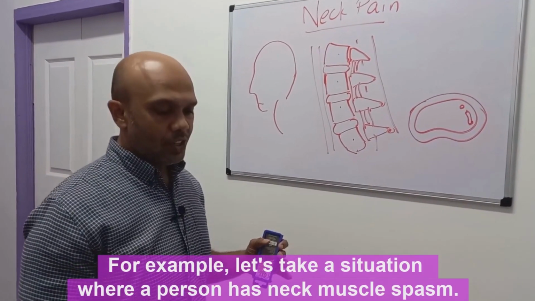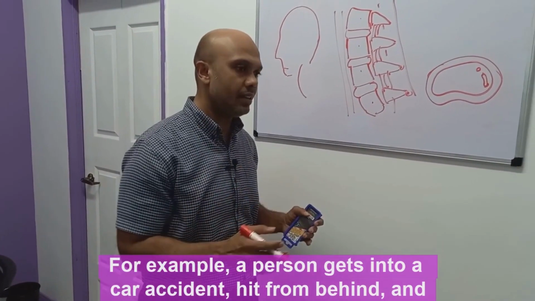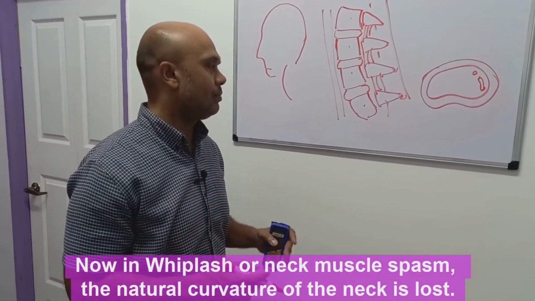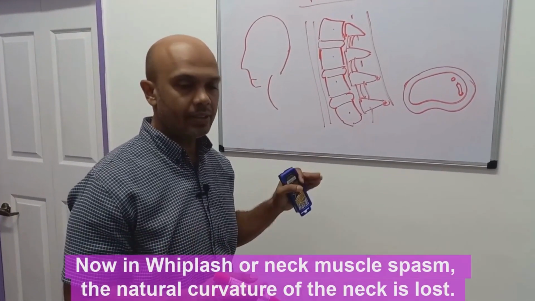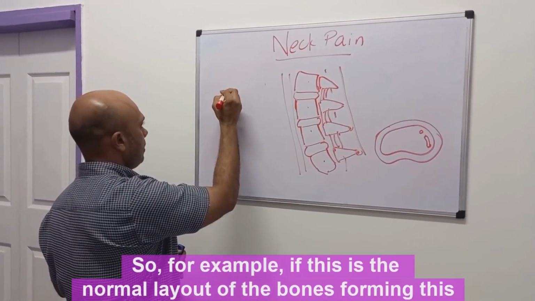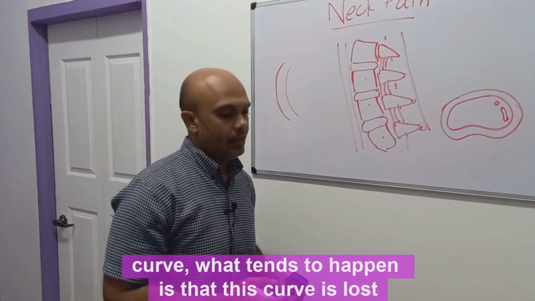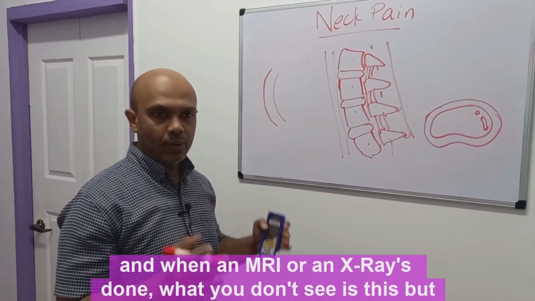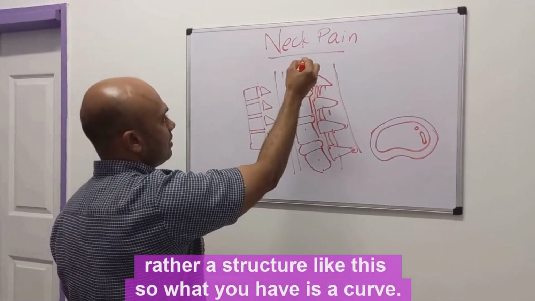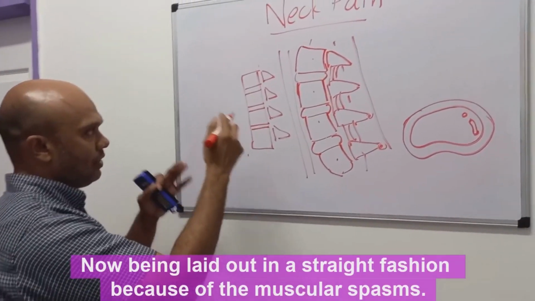For example, let's take a situation where a person has neck muscle spasm. For example, a person gets into a car accident, they get hit from behind and they develop the classic whiplash. Now, in whiplash or neck muscle spasm, the natural curvature of the neck is lost. So for example, if this is the normal layout of the bones forming this curve, what tends to happen is that this curve is lost, and when an MRI or an X-ray is done, what you don't see is this, but rather a structure like this. So what you have is a curve now being laid out in a straight fashion because of the muscular spasms.